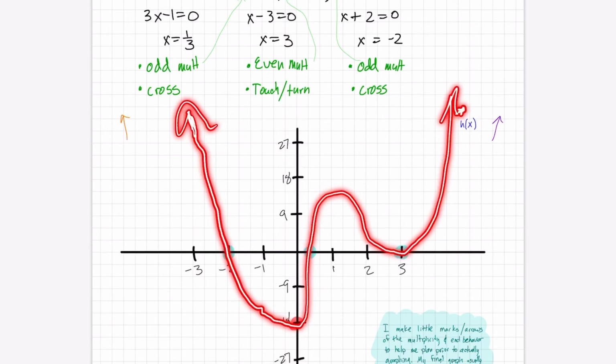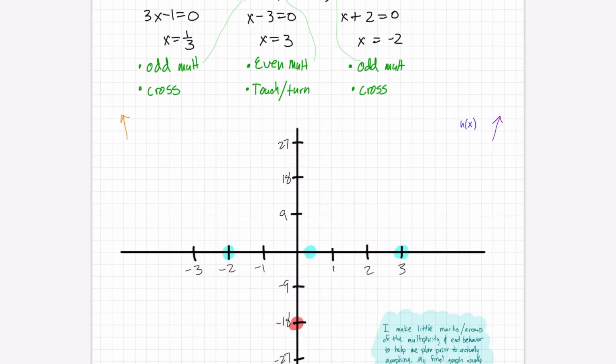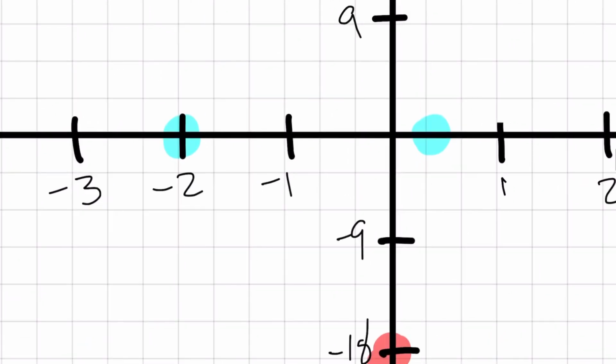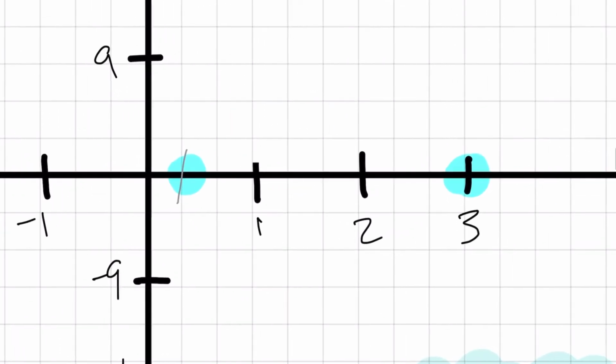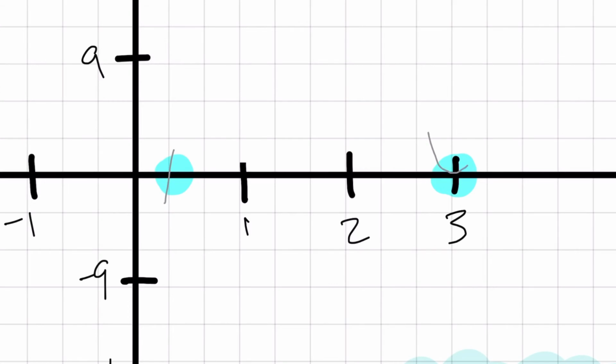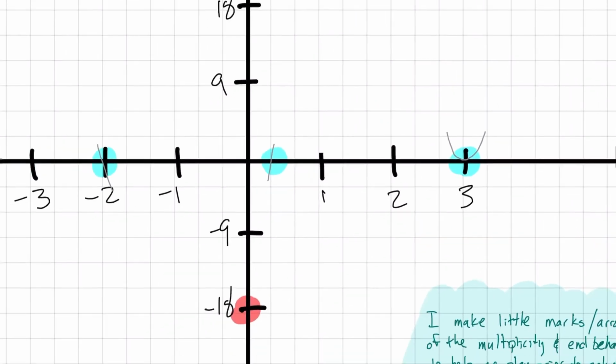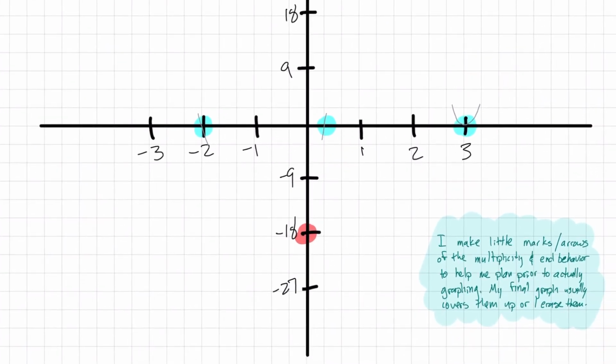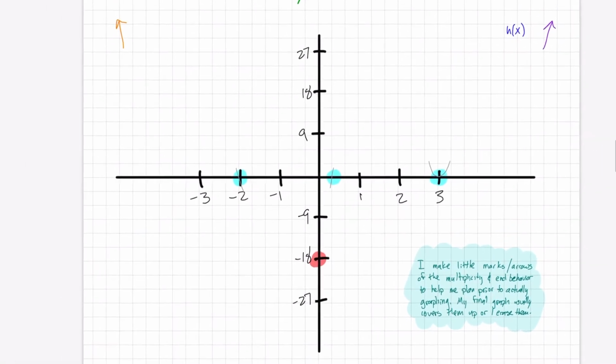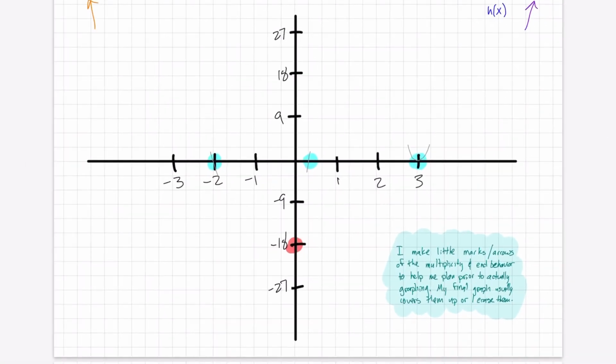All right, so now that I've envisioned this, or maybe even lightly done it on paper, I'm going to optionally show you another trick, which is to leave little notes for myself. So I know at -2, it's going to cross. At 1/3, it's going to cross right there. And at 3, it's going to touch and turn. So I'm just making very, very light notes to myself so that I can graph this a little more easily. All right, so let's swoop this.